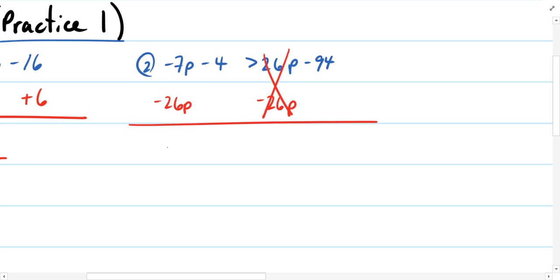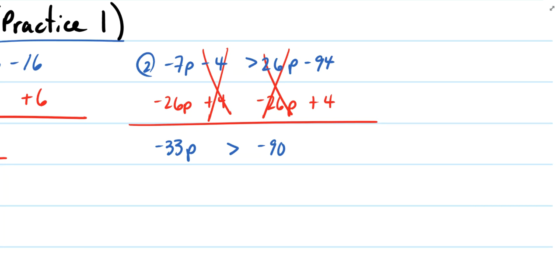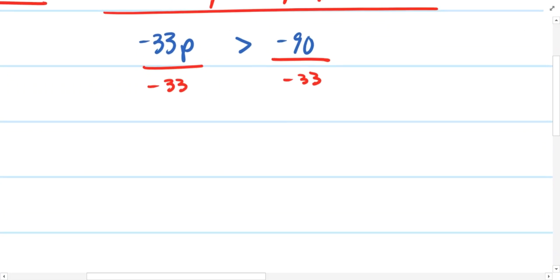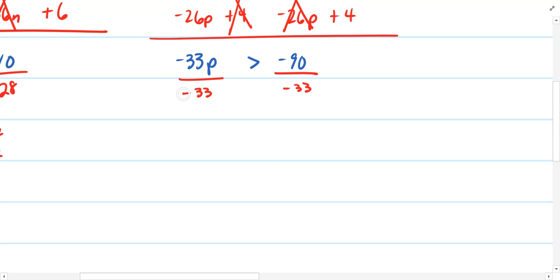That leaves us with negative 33p on the left. Simultaneously, I'll add 4 to both sides of the inequality. That'll make that disappear from the left side of the inequality. And negative 94 plus 4 is negative 90. Now here's where you have to be particularly careful. Of course, to isolate the p-value, we will divide both sides by negative 33, and this does create a fraction, and that's not what I'm nervous about. But what I am nervous about is dividing by a negative number.